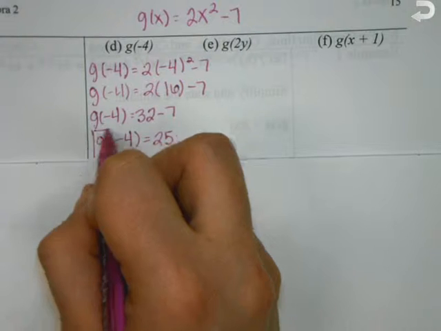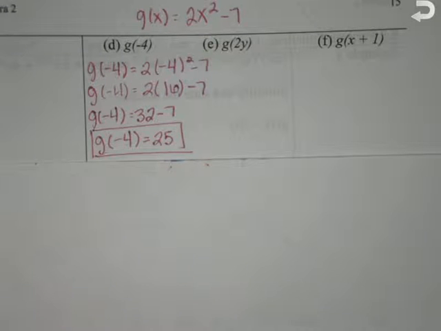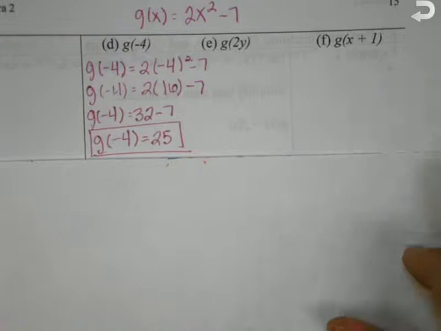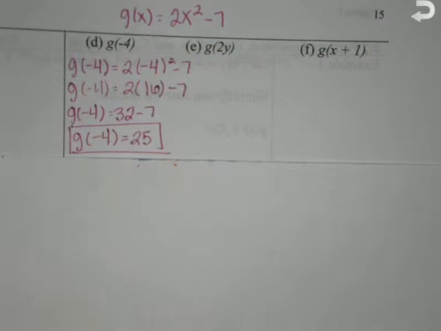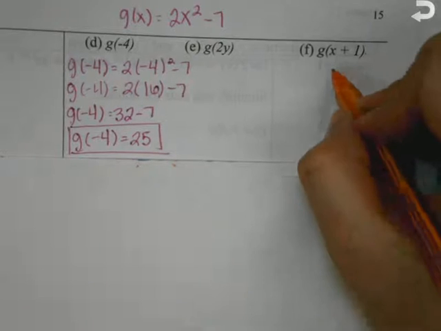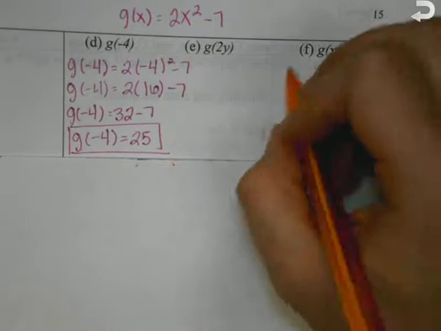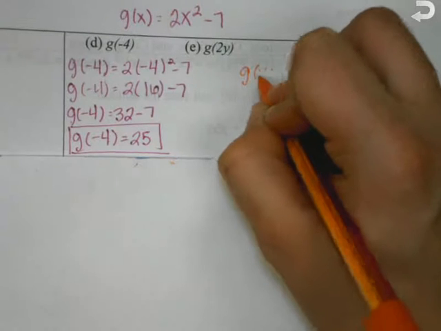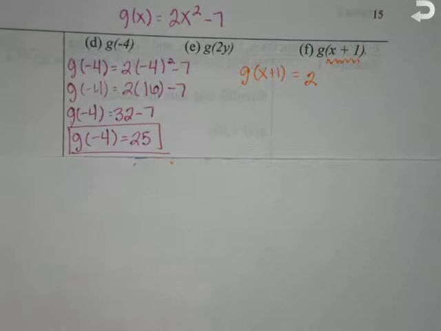We're going to skip E, but I do want to do the next part. So we are looking for g of x plus 1. So you guys should be able to at least plug this in. What am I plugging in for x in the g function? X plus 1. So this is going to be g of x plus 1 equals, and remember when you're plugging that in, you want to make sure it's all the way in parentheses. So that's 2 times x plus 1 squared minus 7.